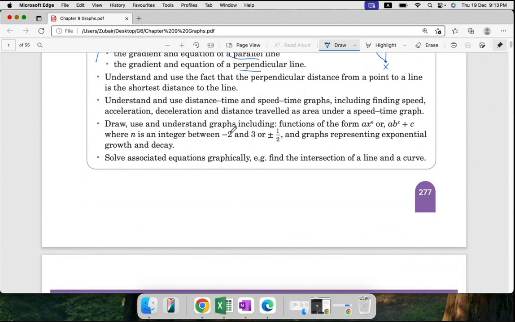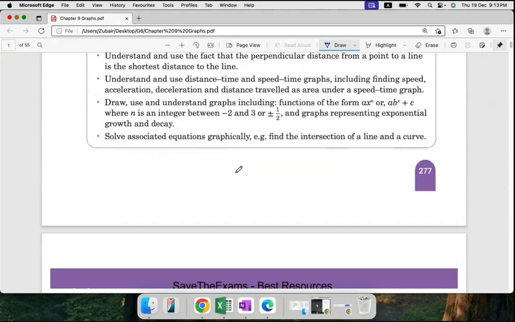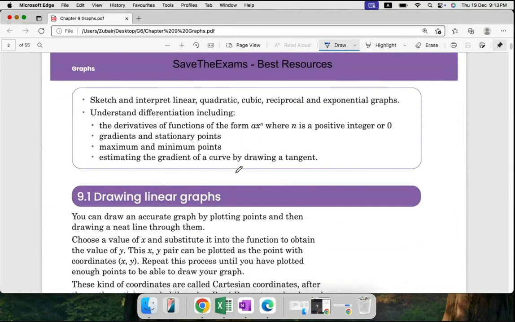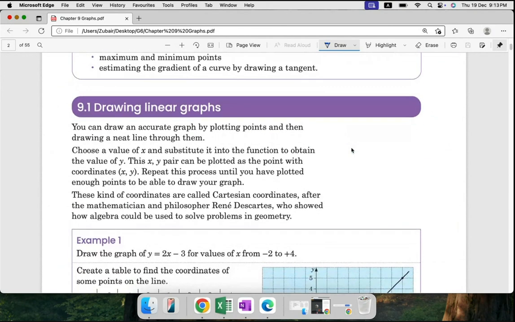Draw and use and understand the graphs including functions of the form ax raised to power n, ax plus c, if x is in power form. And then sketches are part of syllabus: linear, quadratic, reciprocal, exponential graphs. And we will be discussing differentiation, not in depth, a slight concept of differentiation for gradient.